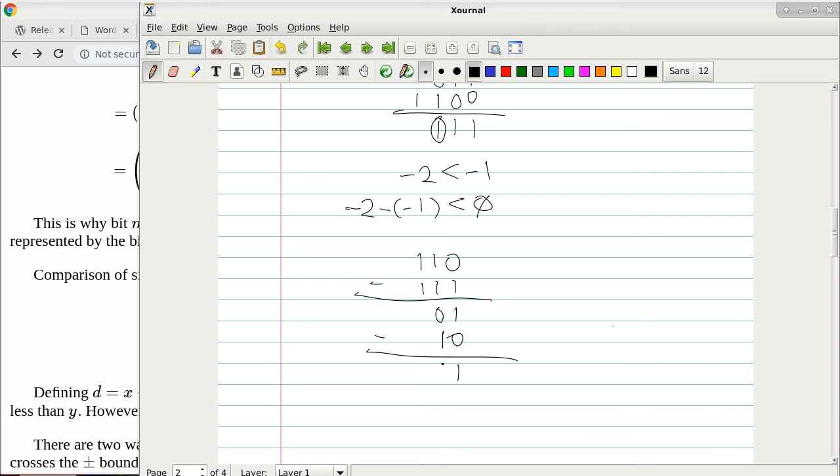0 minus 1 is a 1 with a borrow. 1 minus 1 is a 0. 0 minus 1 is a 1 with an overall borrow. The sign bit of the difference is a 1. So in fact, negative 2 is less than negative 1.